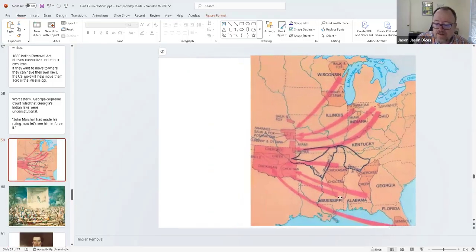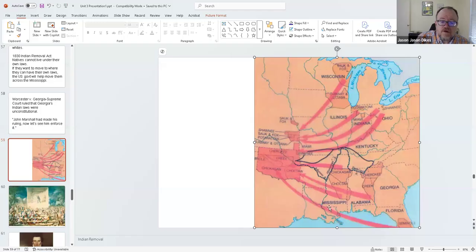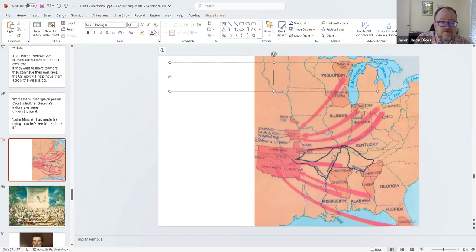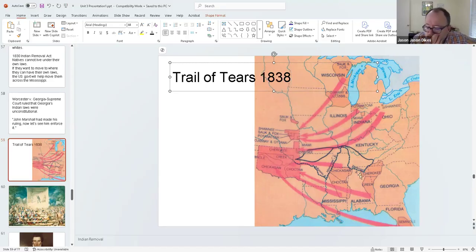Indians, natives died on these removals. Often there was not enough food or enough transportation or enough blankets to keep warm. The worst of these roundups was the last one, the Trail of Tears in 1838, which you can see the route.